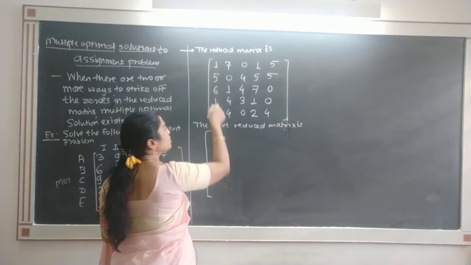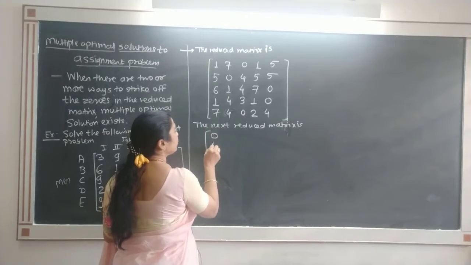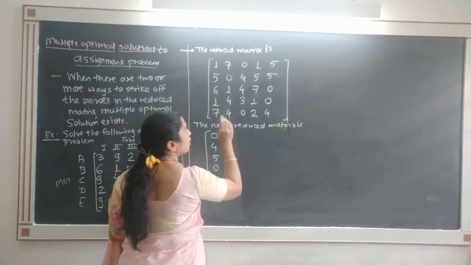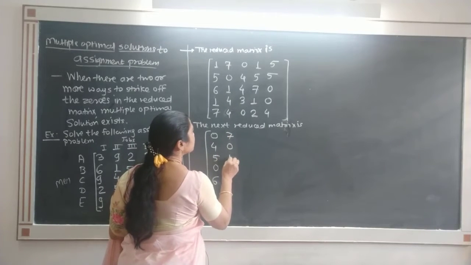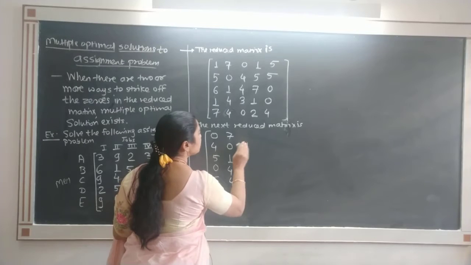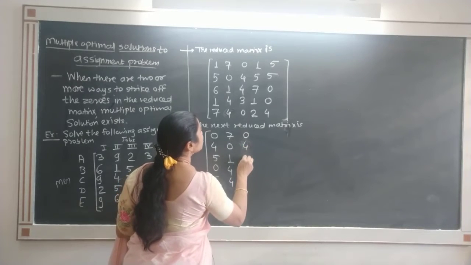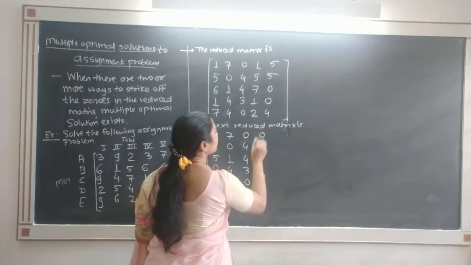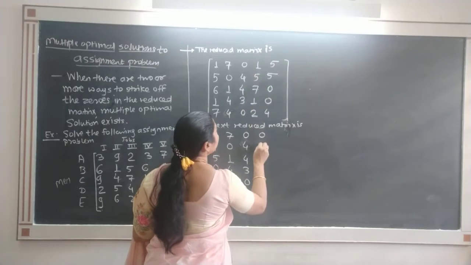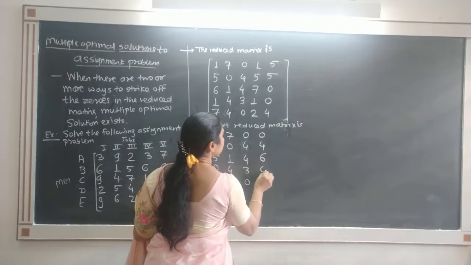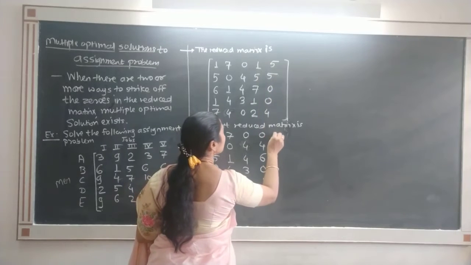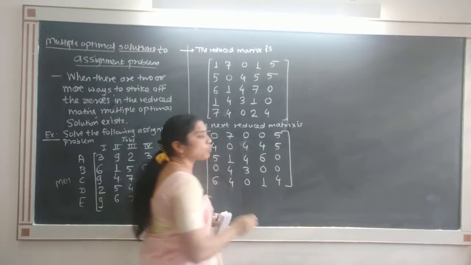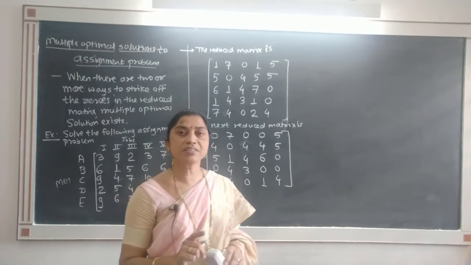In the first column, smallest is 1, so subtract 1, remains with 0, 4, 5, 0, 6. Smallest is 0, so the second column remains as it is. In the third column, smallest is 0, so it remains as it is, 0, 4, 4, 3, 0. The smallest is 1, so subtract 1 from the fourth column, we get 0, 4, 6, 0, 1. The fifth column remains as it is since 0 is the smallest. Now each row and each column contains at least one 0.